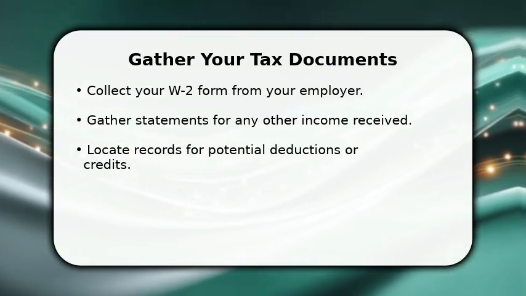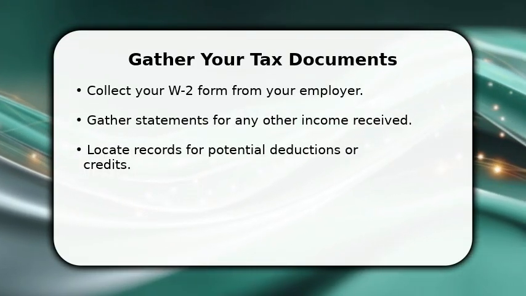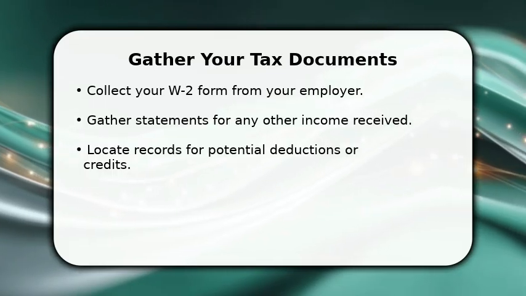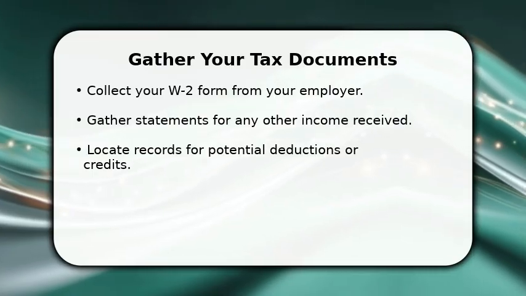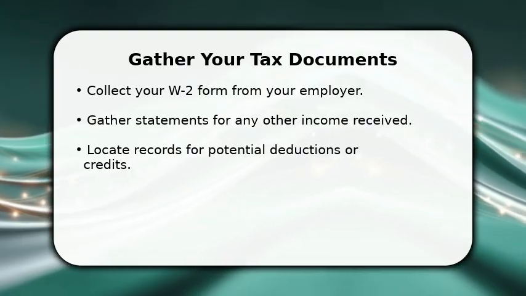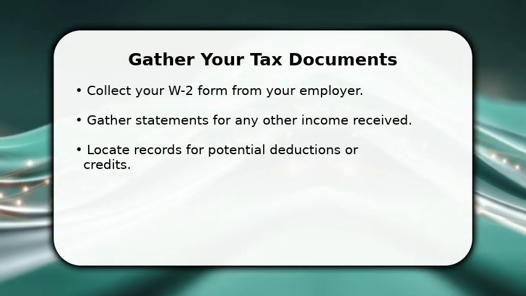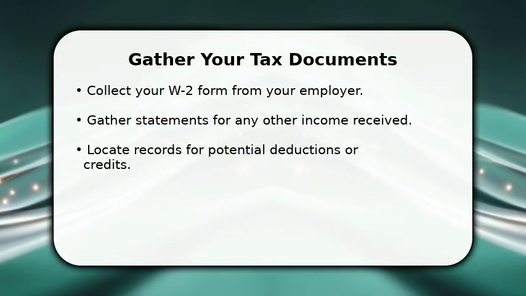First, gather all necessary documents. This includes your W-2 form, which shows your annual wages and taxes withheld. Also, collect any other income statements, like Form 1099, if applicable, and records for potential deductions or credits. Having everything organized upfront makes the filing process much smoother and helps ensure accuracy.